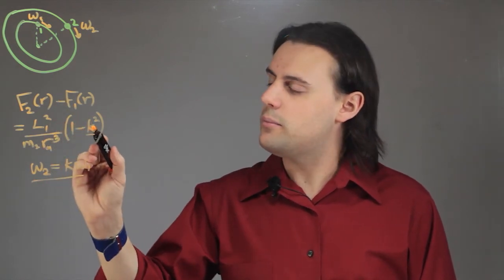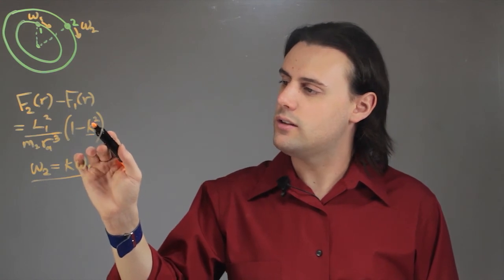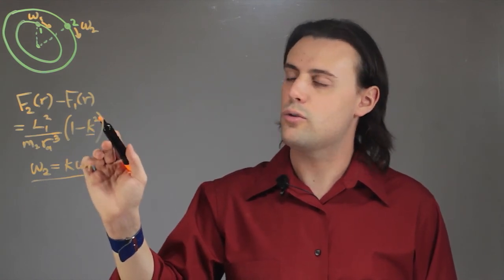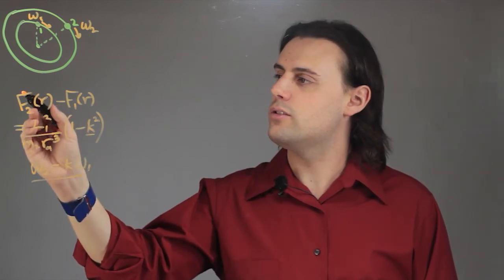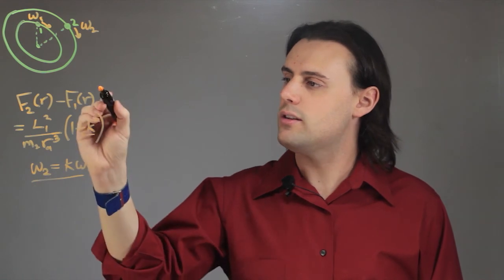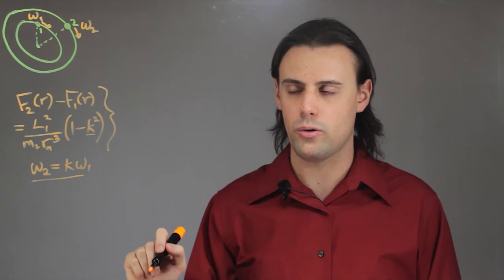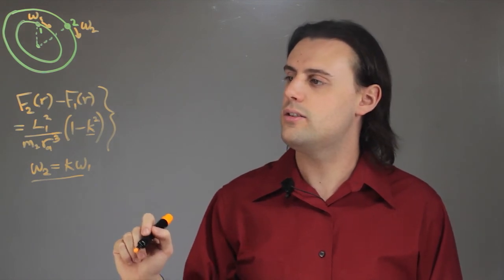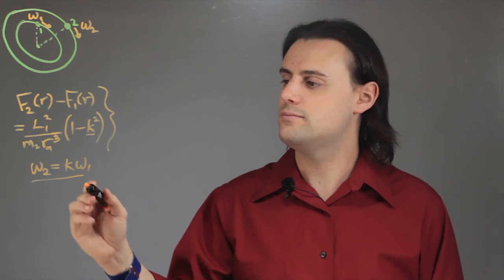And depending on the value of k, if k squared is either greater than or less than 1, then this difference in forces would either be attractive or repulsive. And you could utilize this equation to study the different trajectories in polar coordinates of the bodies as they orbit in elliptical or circular orbits.